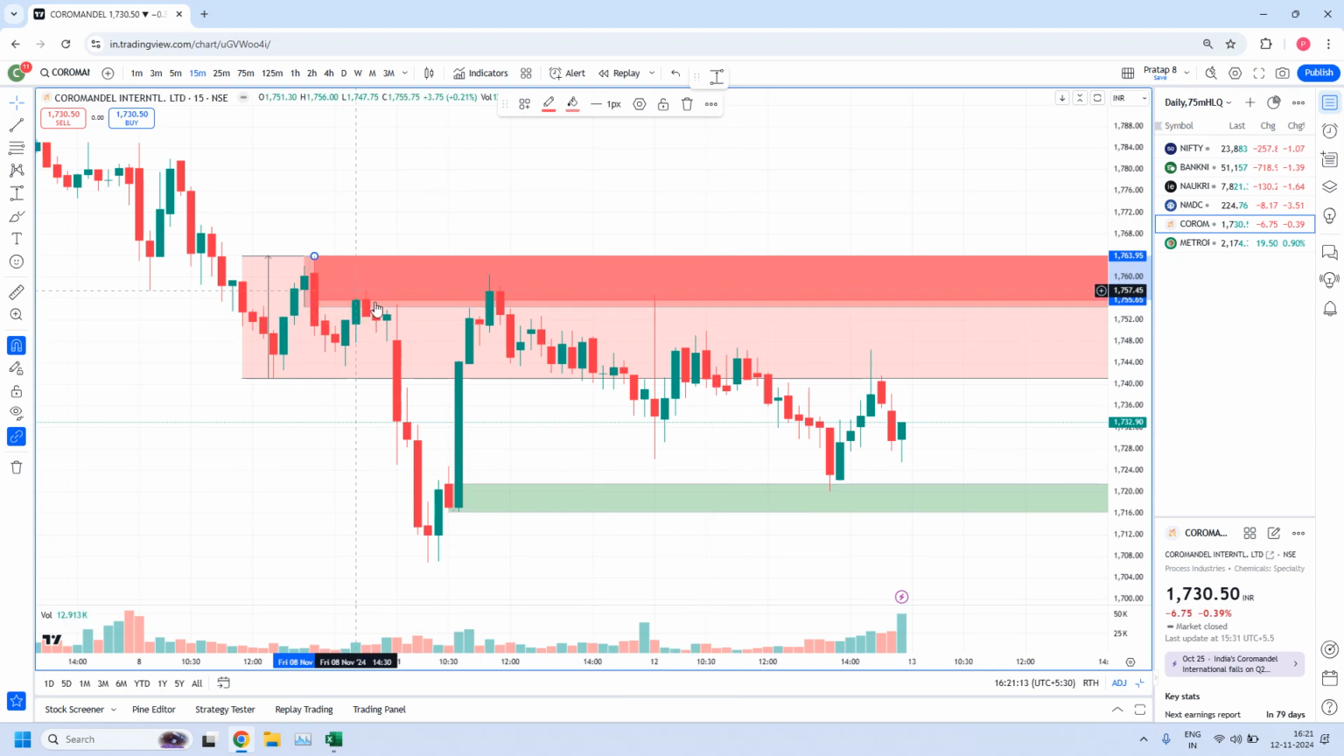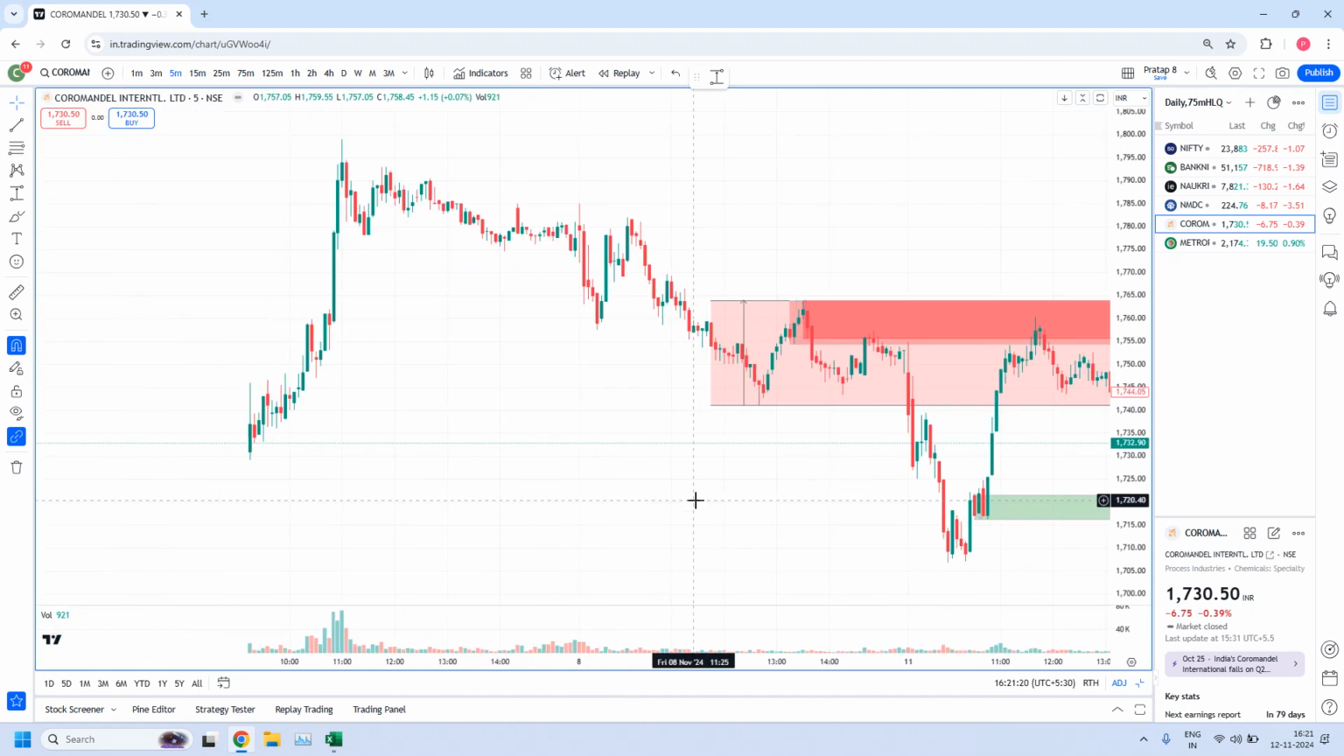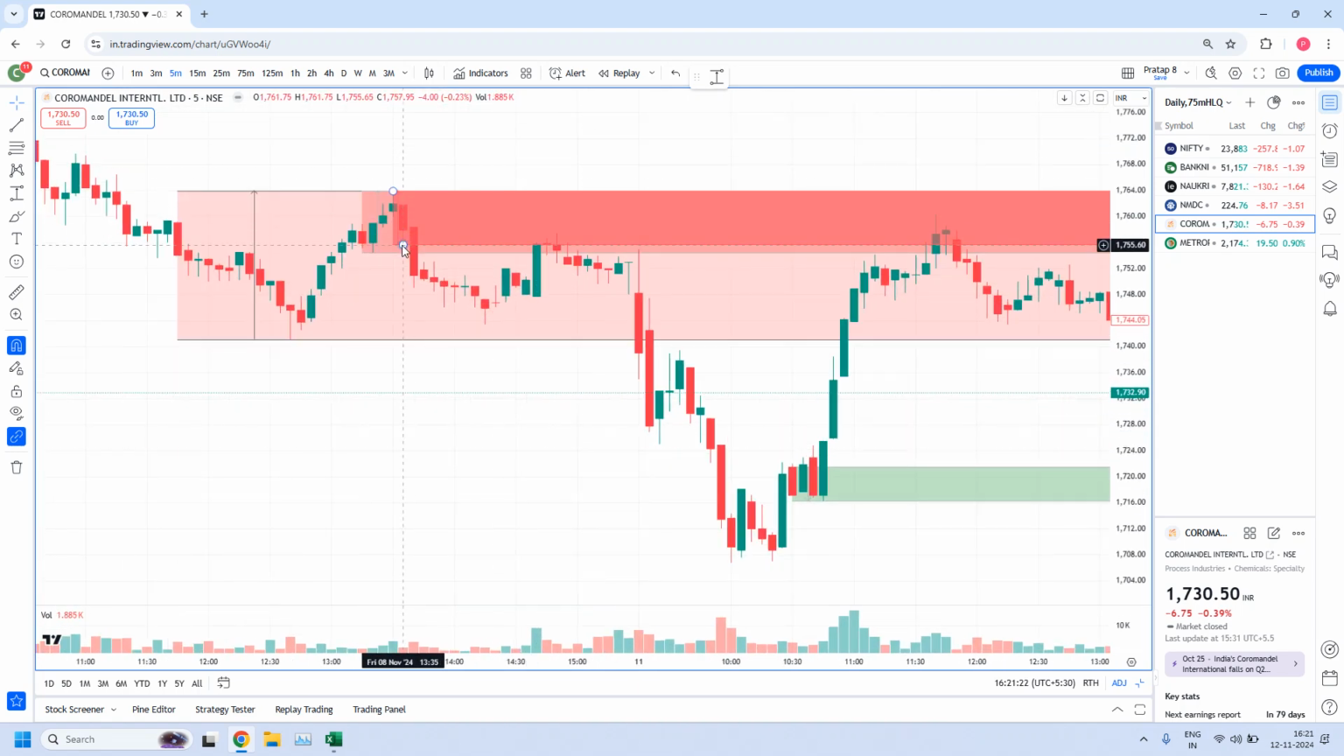It is a high liquidity zone. That's why I'm saying it is a high liquidity zone. But what I did to minimize the risk, I have drawn the zone like this. This is within our accepted level. This is the one.